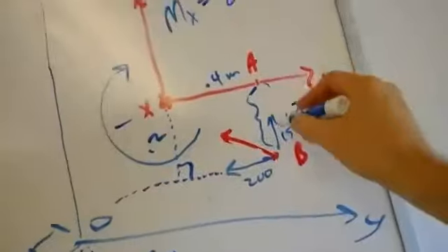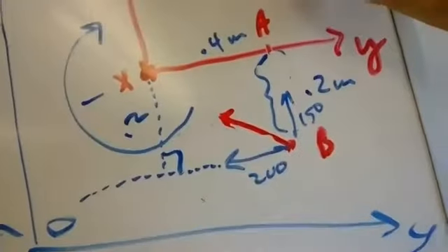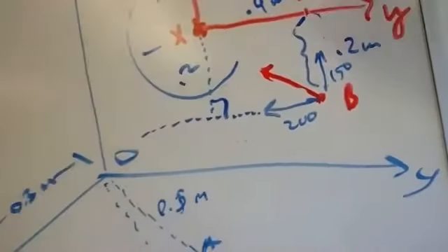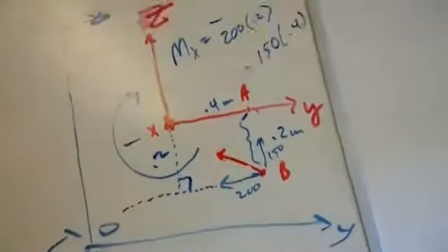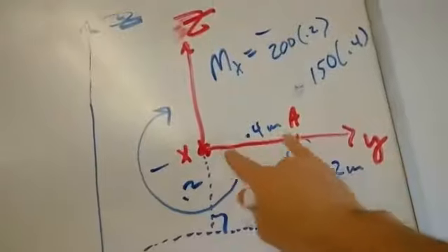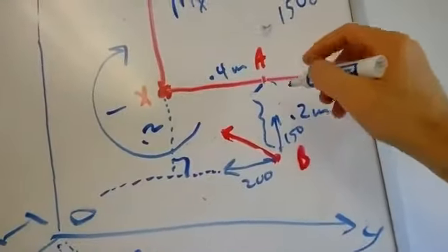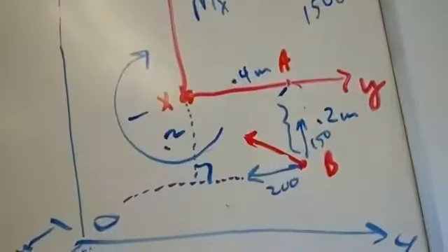The z component is 150 times 0.4. Let's just hold that in question for a second. It's 150 times 0.4 because this is a force which is 0.4 meters away, closest approach, right? 150 times 0.4. And then which way is it causing a rotation?